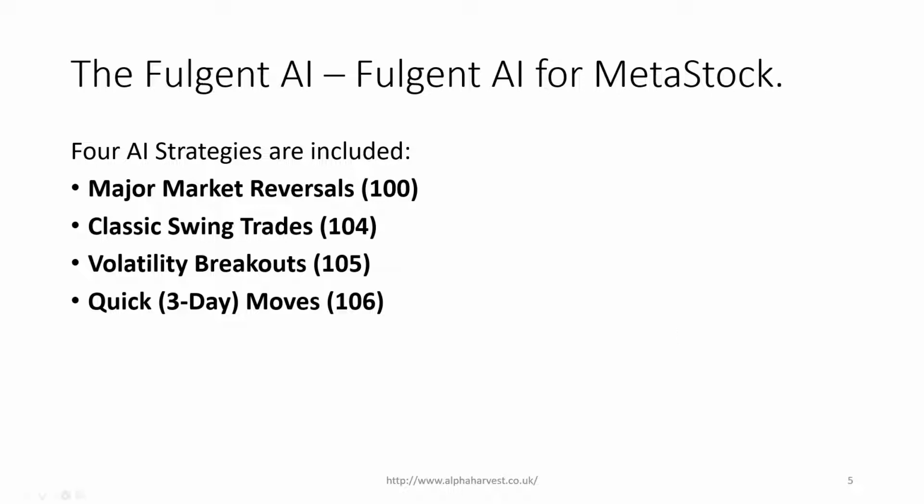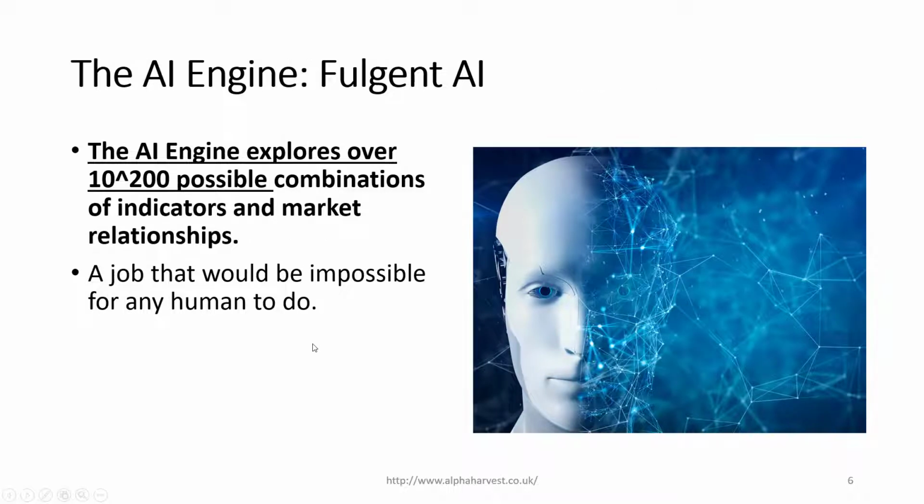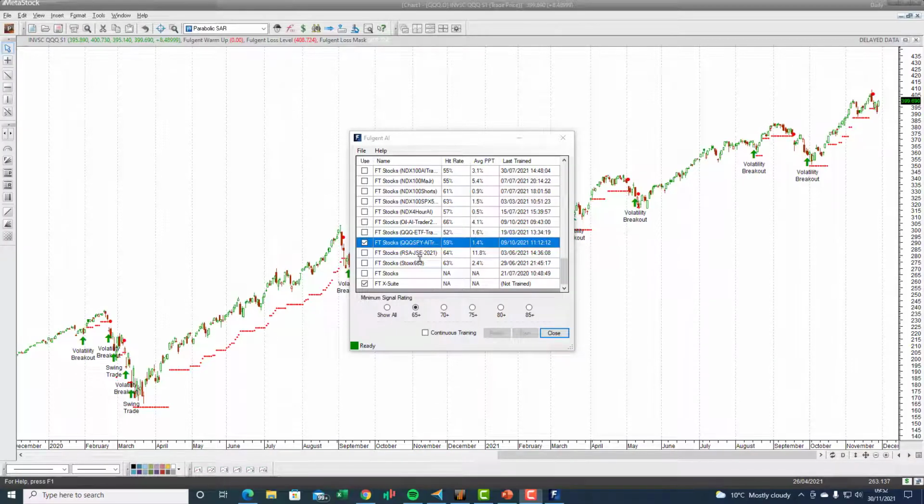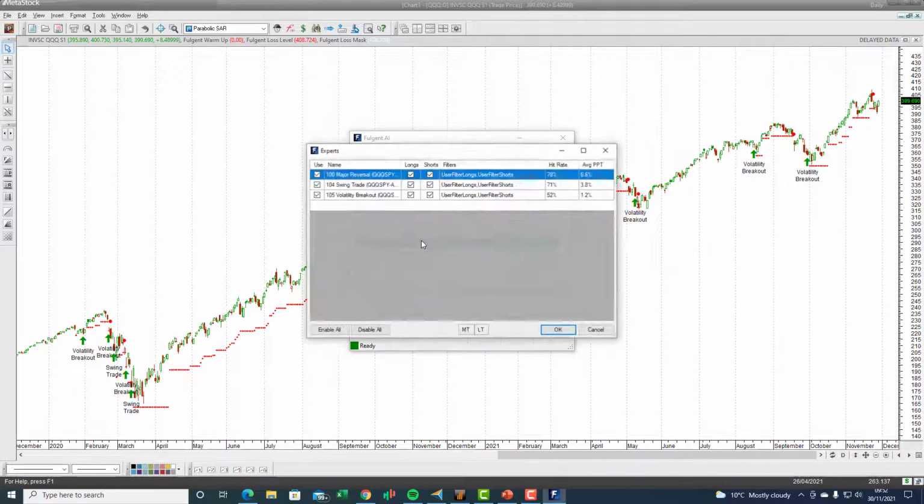Just to recap the tip of the iceberg explanation, the AI does 10 to the power of 200 different possible combinations of more than 200 different technical indicators and market relationships to come up with high probability trades using genetic algorithms. Jumping straight into the Metastock platform, I've got the Fulgent AI engine loaded. The AI has specifically been trained looking at the QQQ and Spider ETF. The AI has the trading statistics.